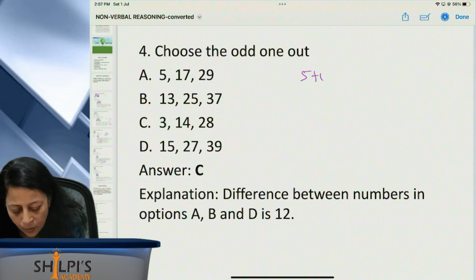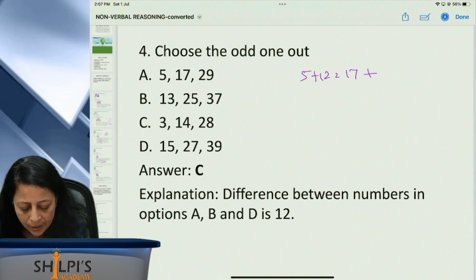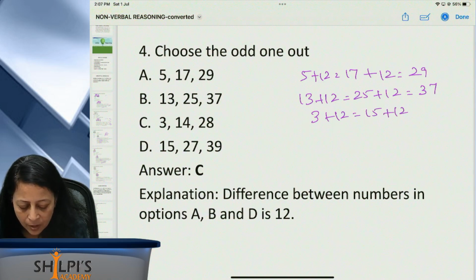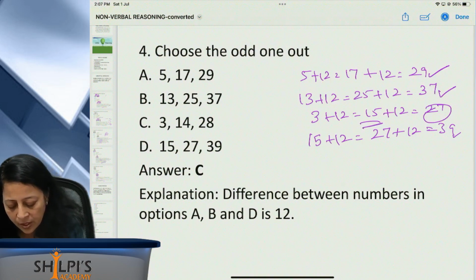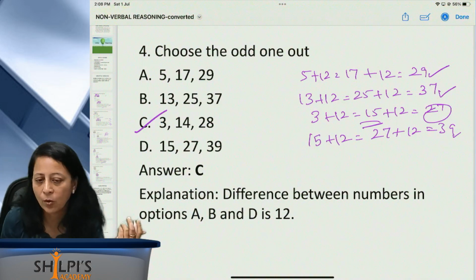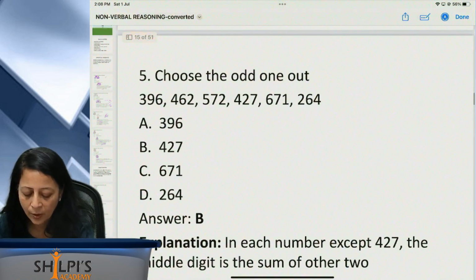5 plus 12, 17 plus 12, 29. 13 plus 12, 25 plus 12, 37. 3 plus 12, 15 plus 12, 27. 15 plus 12, 27 plus 12, 39. So this goes perfectly, this goes perfectly, this goes perfectly, but here the answer should be 27, meaning it should be 3, 15 and 27, but it is 3, 14 and 28. So this is your odd man out in this game. Next one.